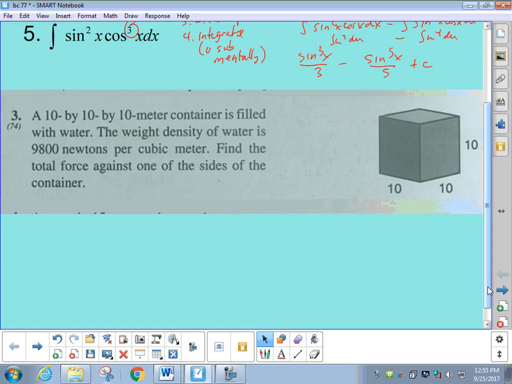On these, I definitely don't mind if you integrate with your calculator, although usually the integrals are really straightforward. You may use your calculator to evaluate the integral on these problems.